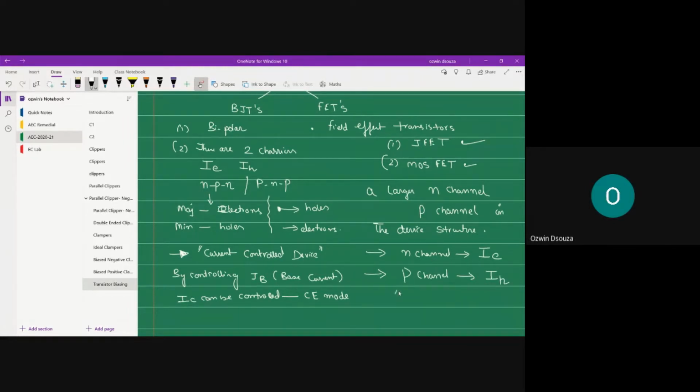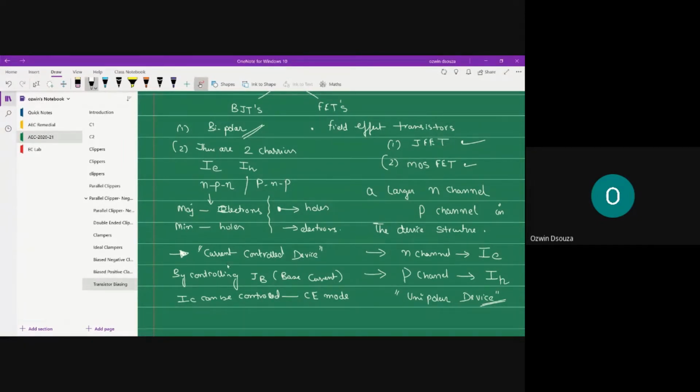So on that note, this can be called a unipolar device. That is, the device conduction is not due to the combination of currents. The device conduction is due to only a single current, either electron current or hole current. So that's the major difference between your BJT and FET. BJT is bipolar and FET is unipolar. All right, so that is one difference.